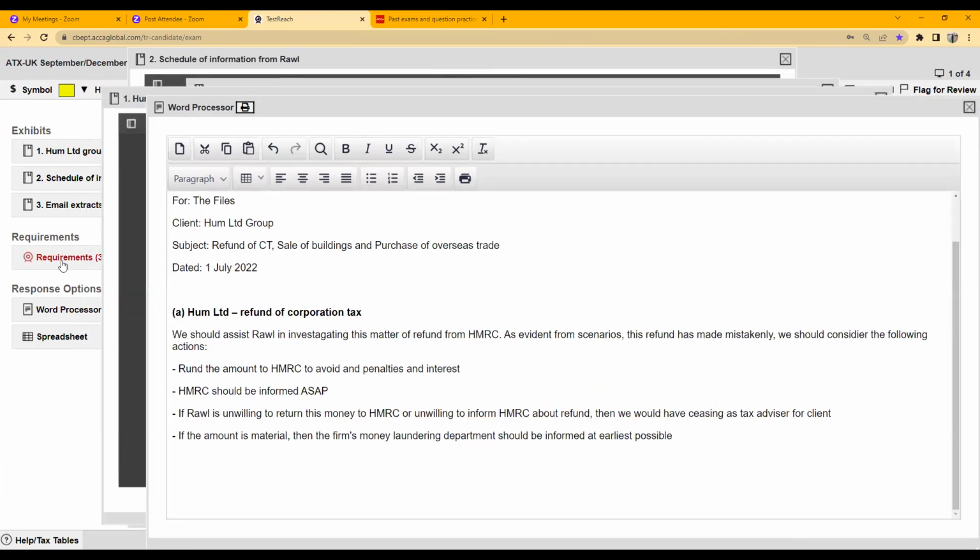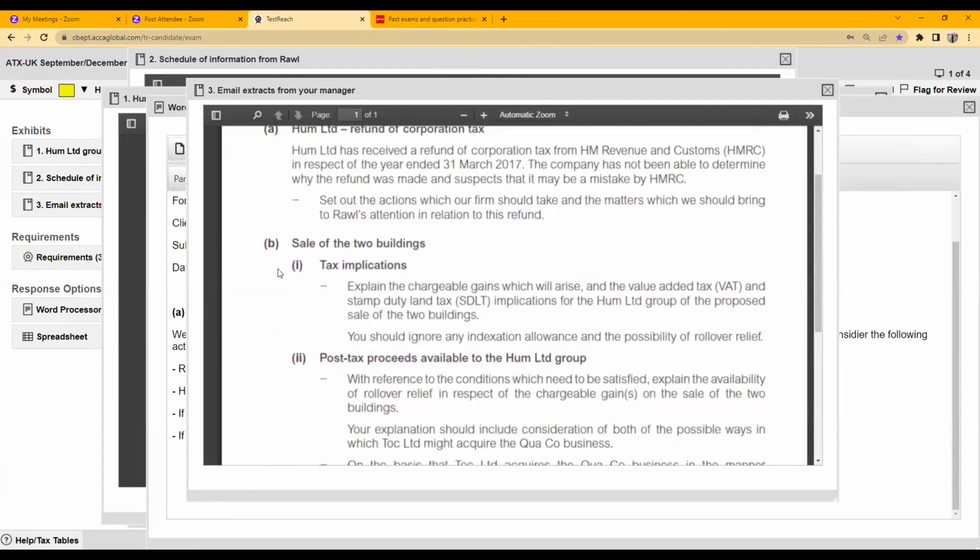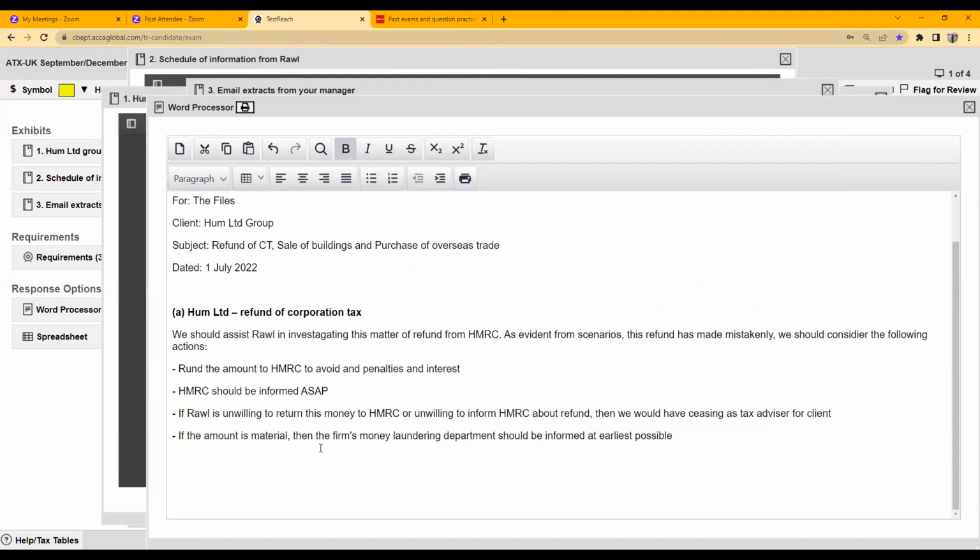What else is there? Extracts from email. As we have done with the first part, now taking the same heading in part B, we are supposed to discuss the sale of buildings by Talk Limited. So I have copied and pasted it here. From here, we shall be solving the sale of buildings.